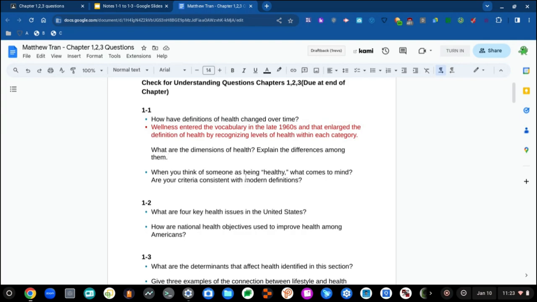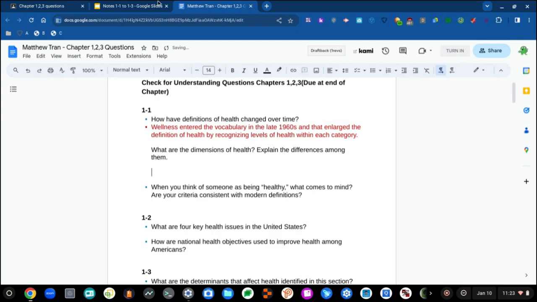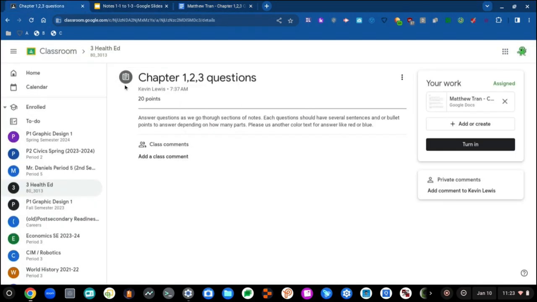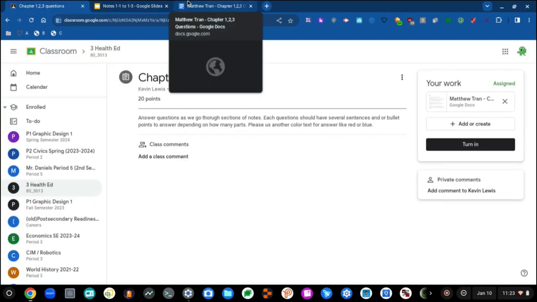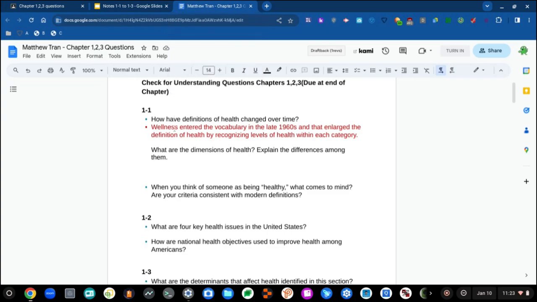So those are the six, right? Those are the six I want you to focus on. Just know what they are and what the main definition of each one is. All right, and then you have the questions, and hopefully you've been working on those as we've gone through the materials.